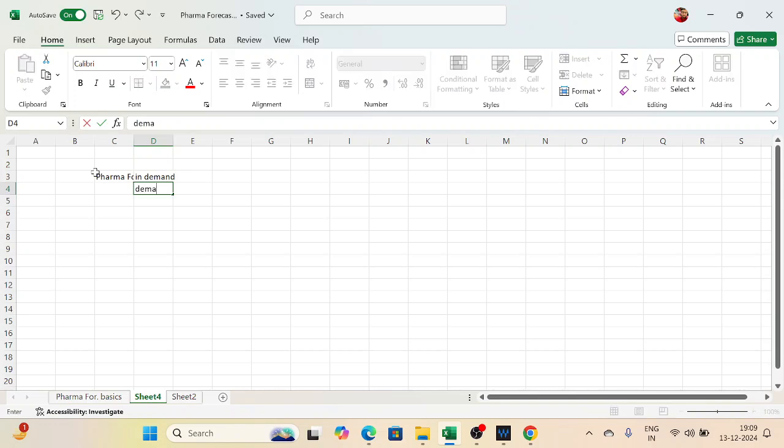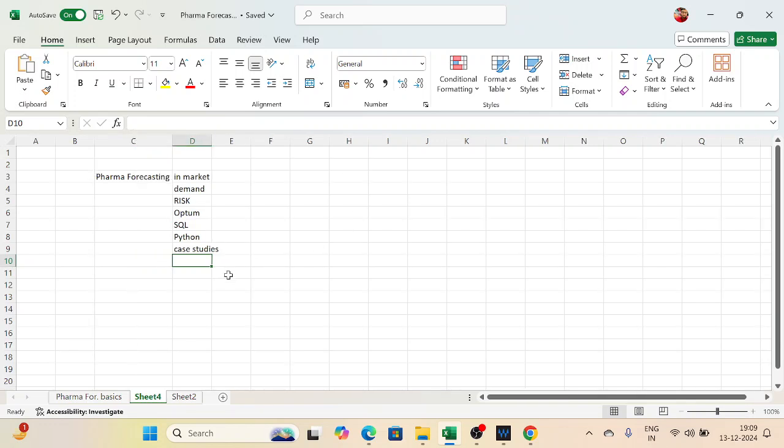or demand based forecasting. Okay, so along with that, we will be discussing various tools like @RISK, and there is one Optum. So these are Monte Carlo simulation tools. Then we will be discussing SQL and Python, and how these can be helpful in pharma analytics. Also, along with that, we will be doing live case studies which are asked in pharma forecasting interviews or any pharma analytics interviews, right?